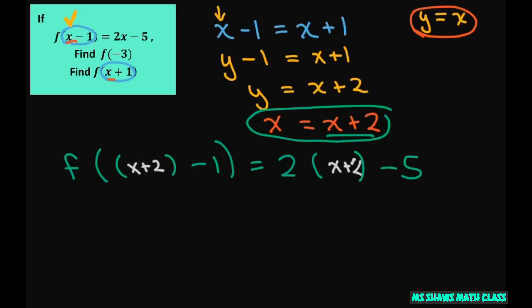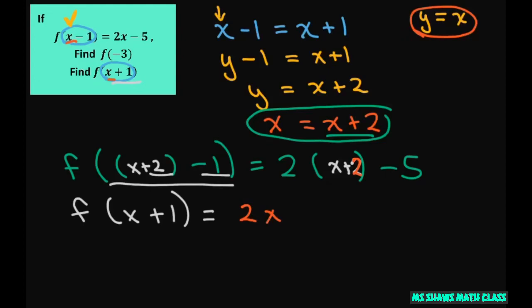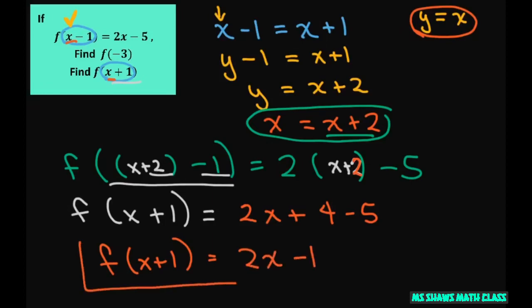All right, so this part should give you f of x plus 1. So we have f, x plus 2 minus 1 is x plus 1. So that's your x plus 1. Okay, and then this again is, let me see, this is x plus 2. So we get 2x plus 4 minus 5. So f of x plus 1 equals 2x minus 1. And that's your final answer.